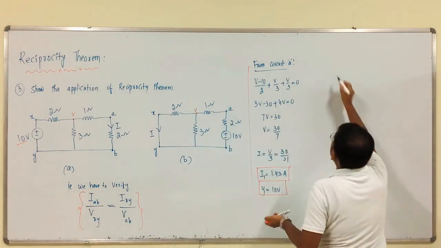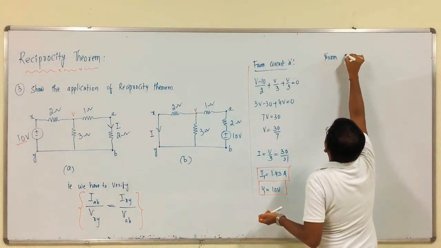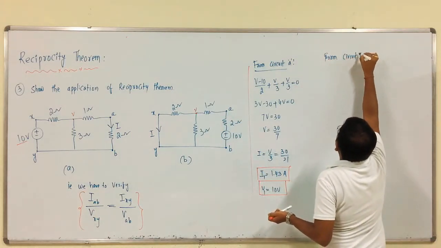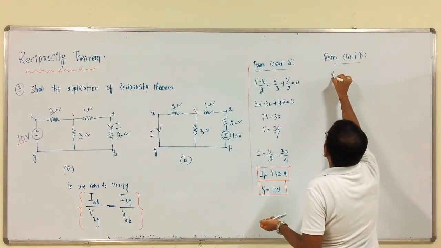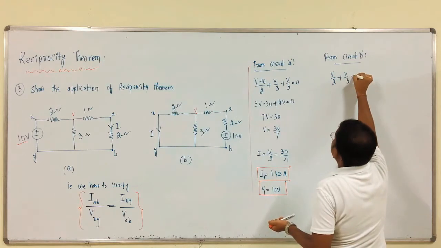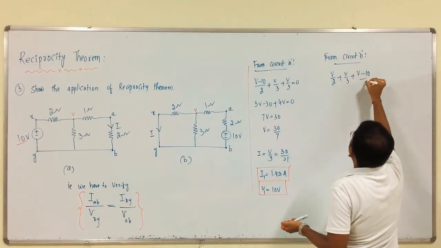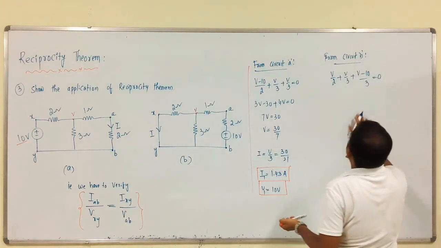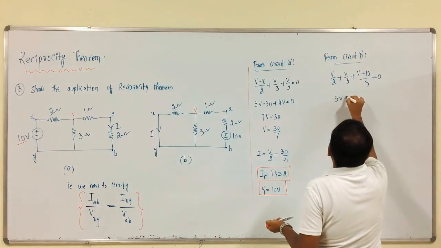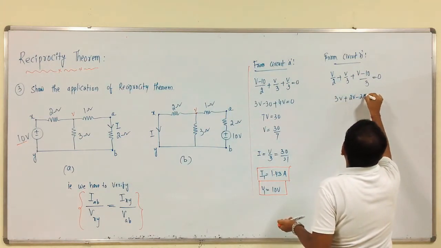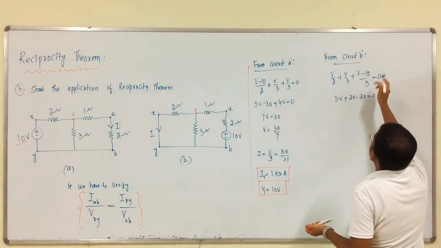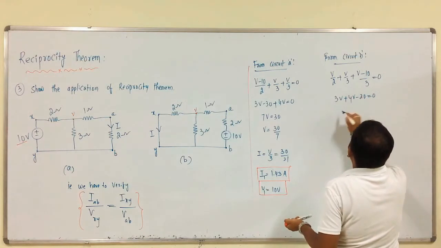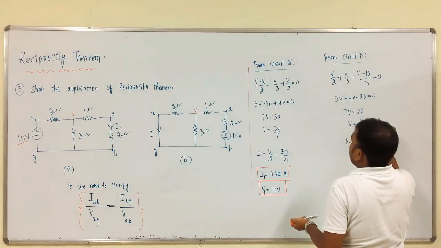Like that, from circuit B, from this, V by 2 plus V by 3 plus (V minus 10) by 3 is equal to 0. From this, 3V plus 2V minus 20 is equal to 0, 2V plus 2, 4V, 7V is equal to 20, V is equal to 20 by 7.